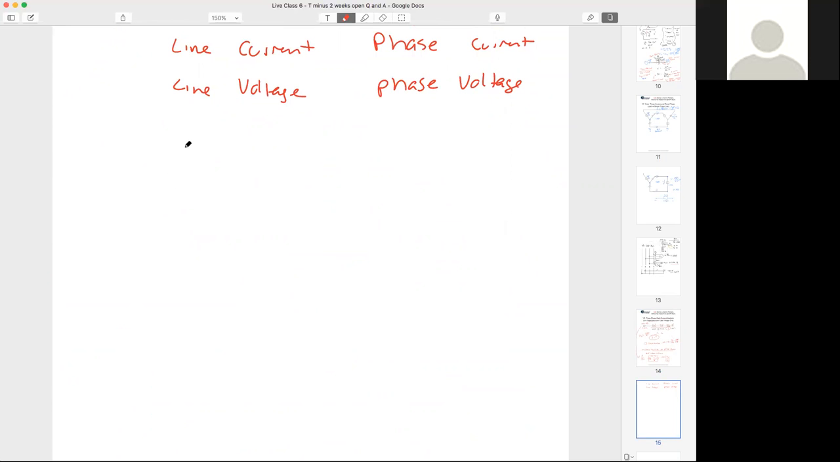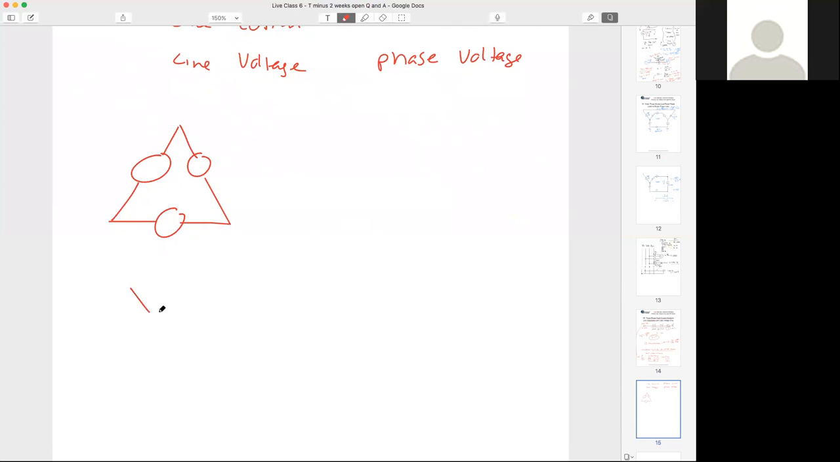So here's a delta. Okay. And here is a Y. Shamil asked, yes, the current is the same, but the total current would be 3 times the 3-phase current.